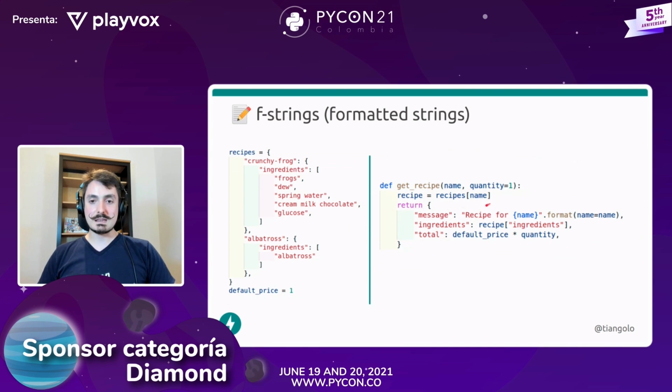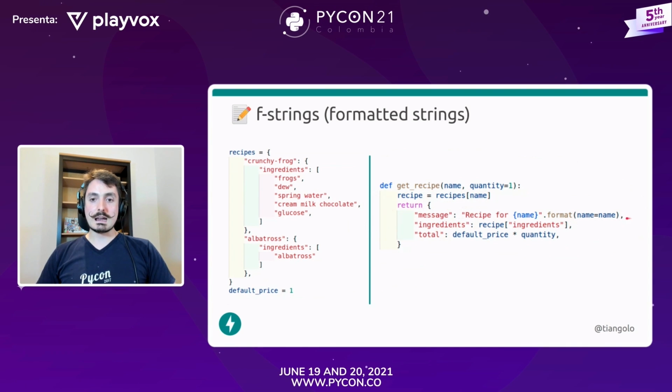So part of the information is this message here. And in this message, what we want to say is that, hey, this is the recipe for this specific name of the recipe. And in here, we actually want to put the name of the recipe. So we can use these curly braces and put this name here. And then we can use dot format. And then we pass the keyword argument name.